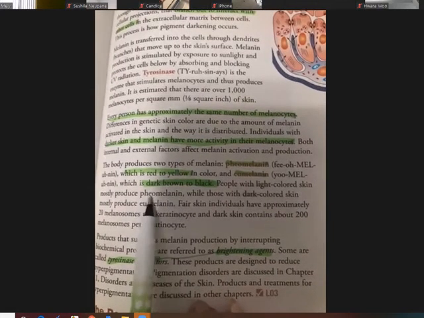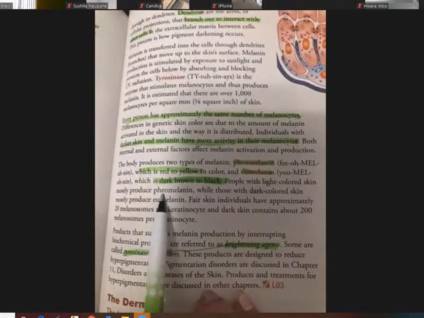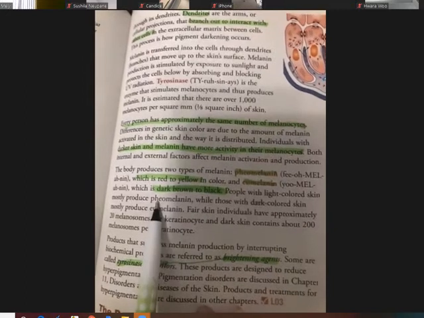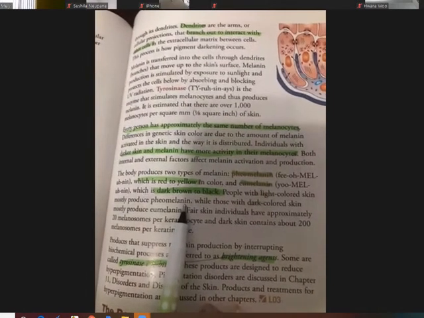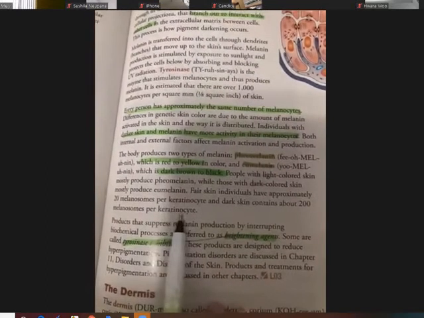So like people with what? Blonde hair, white fair skin, or red hair, they have pheomelanin in their body. Dark skin, black hair people have eumelanin in their body. Fair skin individuals have approximately 20 melanosomes per keratinocyte, and dark skin contains about 200 melanosomes per keratinocyte. Okay, what does it mean?